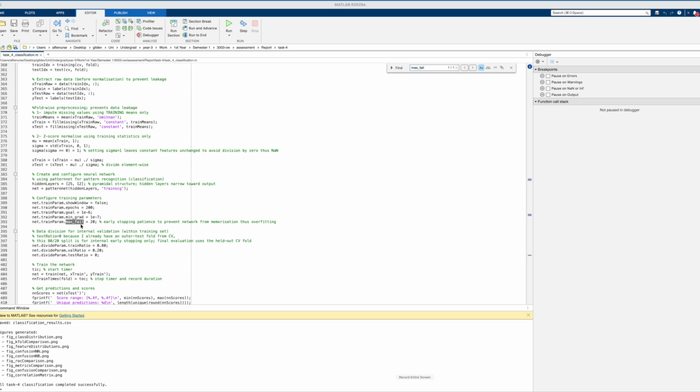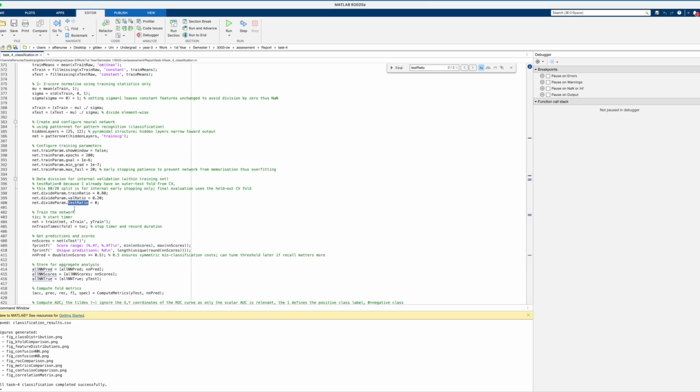The max fail parameter is set to 20 for early stopping patience, and that is if validation error doesn't improve for 20 epochs, then training stops. This prevents the network from memorizing the training data. And importantly, test ratio is 0 because I already have an outer test fold from cross-validation, so this 80-20 split here is only for internal early stopping.